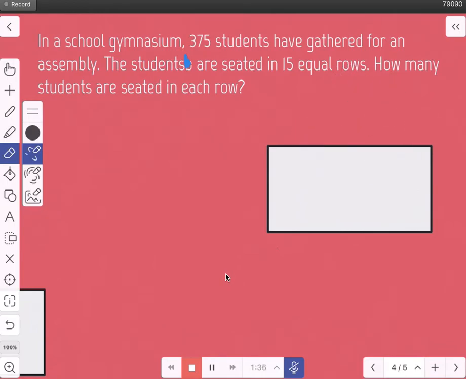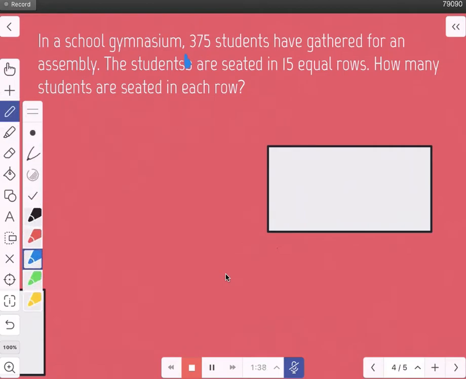There you go. So now I'm going to use that same rectangle and I'm going to use it for the information I have. So we have a total of 375 students sitting in the gymnasium. So I'm going to put that in here, 375. And they are sitting in 15 equal rows. And I want to know how many are in each row. So I'm going to say S for students.